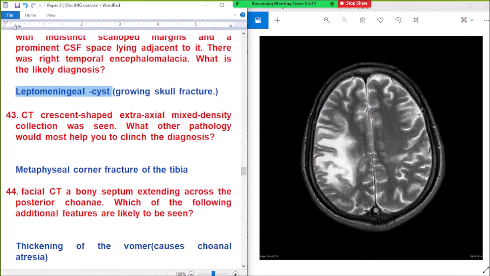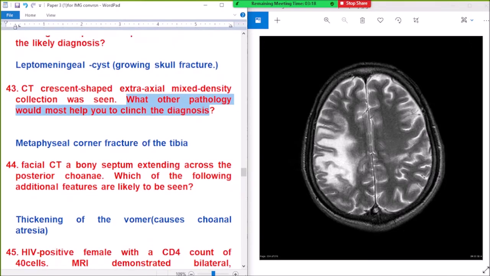Question 43. CT scan shows crescent-shaped axial mixed density collection. What other pathology is most likely to hint at the diagnosis? Metaphyseal corner fracture of the tibia. The child who has crescent-shaped mixed density collection has subdural hematoma, which is a non-accidental injury. So what other non-accidental injury will you suspect? Metaphyseal corner fracture of the tibia. Correct? Non-accidental injury is subdural hematoma and metaphyseal corner fracture of the tibia.